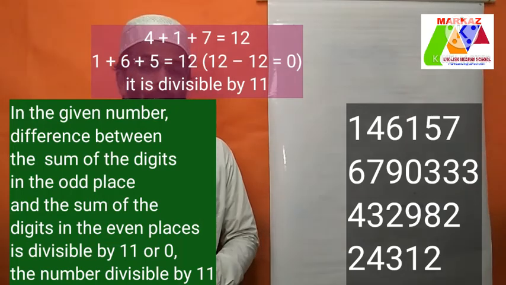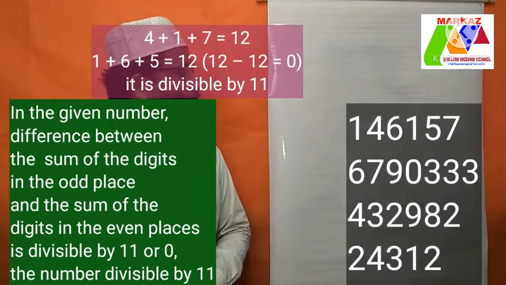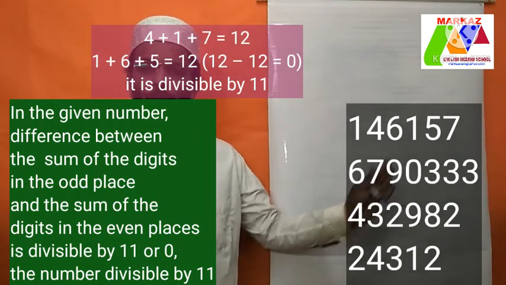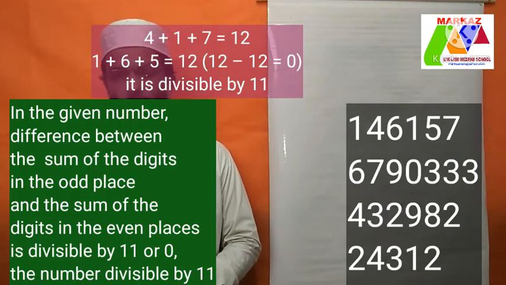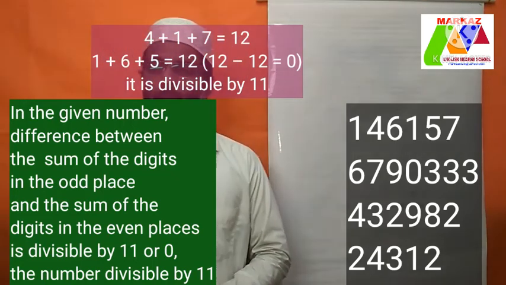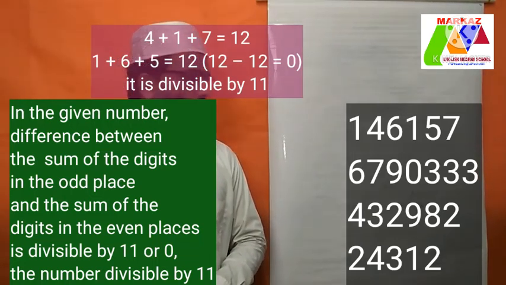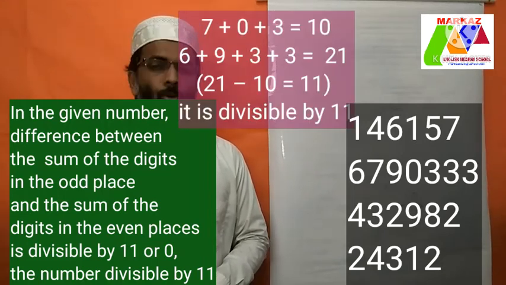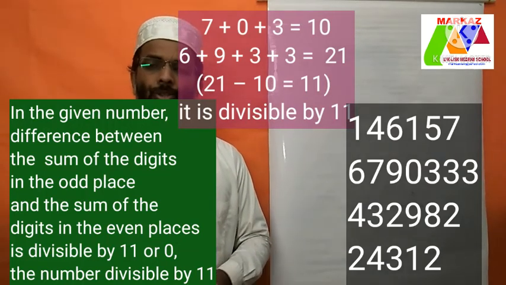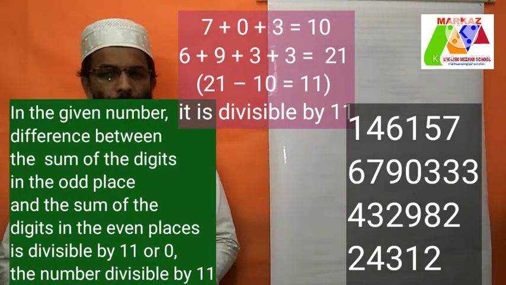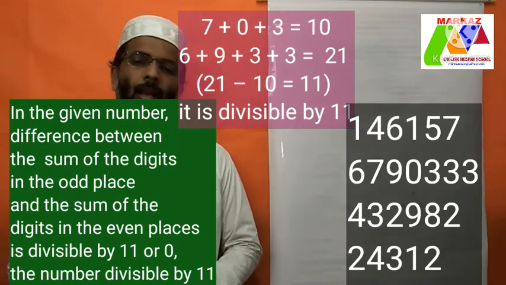First question, even places: 4 plus 1 plus 7 is equal to 12. Odd places: 1 plus 6 plus 5 is equal to 12. 12 minus 12 is equal to 0. It is divisible by 11. Second one, even places: 7 plus 0 plus 3 is equal to 10. Odd places: 6 plus 9 plus 3 plus 3 is equal to 21. 21 minus 10 is 11. So it is divisible by 11.